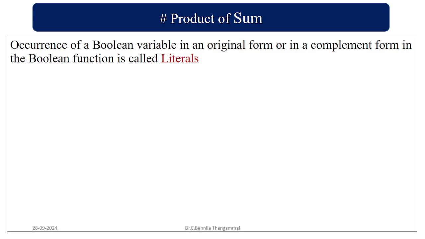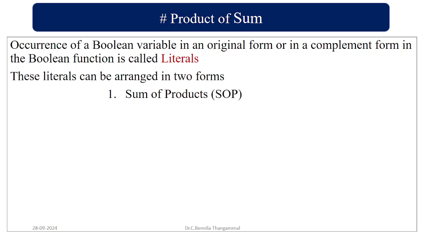So we know that the occurrence of a Boolean variable in original form or in a complement form in the Boolean function is called literals. So these literals can be arranged in two forms, either sum of product or product of sum. The sum of product we have seen in the previous lecture. So today we are going to see product of sum.